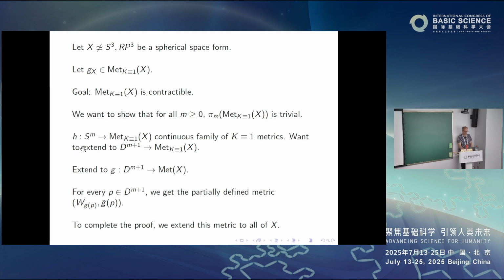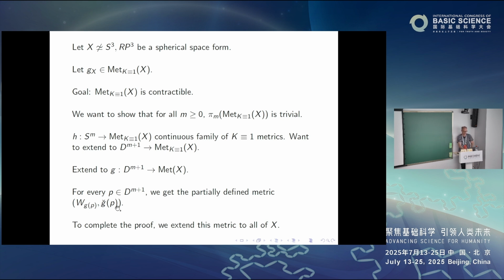So let's give ourselves an m-sphere of curvature 1 metrics on this manifold X, and we're trying to extend that to an m+1 disk, okay? Now, we have a map into the curvature 1 metrics that sits inside the space of all metrics, which is contractible, okay? So we can extend this to a map G from the m+1 disk into the space of arbitrary metrics. And therefore, for every point in the m+1 disk, we get an arbitrary metric, and then we look at this canonical partially defined metric, okay?